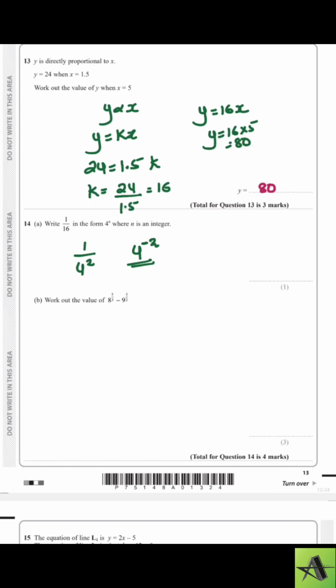Work out the value of 8 to the power of 5 over 3 minus 9 to the power of 3 over 2. Whenever you have a fractional power, always try to convert your base number into an indices form, that means in the form of a to the power of m. So 8 is what? 2 cubed. So 2 cubed whole to the power of 5 over 3 minus 9 can be written as 3 squared. So 3 squared whole to the power of 3 over 2.